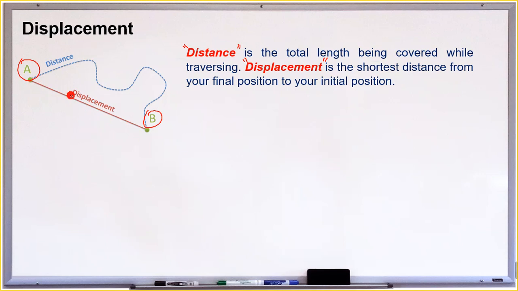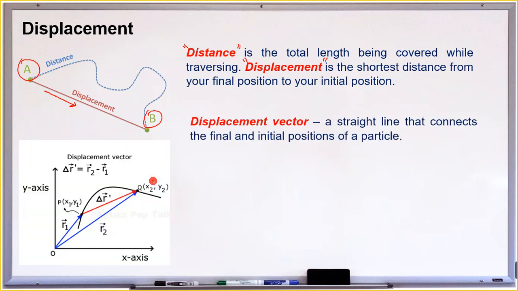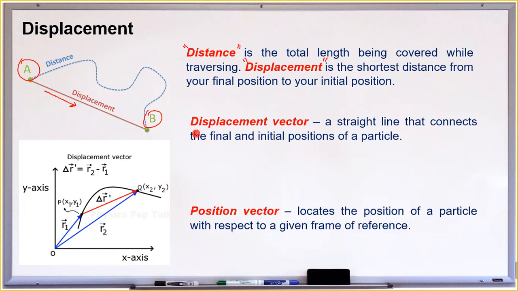Simple as that. But of course, there are some cases where your distance will be equal to your displacement, if what you traversed is the shortest distance. Again, displacement is a vector quantity, distance is scalar. Now let's proceed to these two principles. First, displacement and position vector. The displacement vector is a straight line that connects the final and initial positions of a particle. So as not to be confused, let's have the figure below.